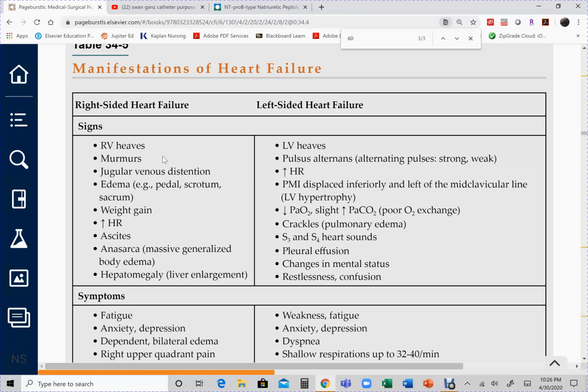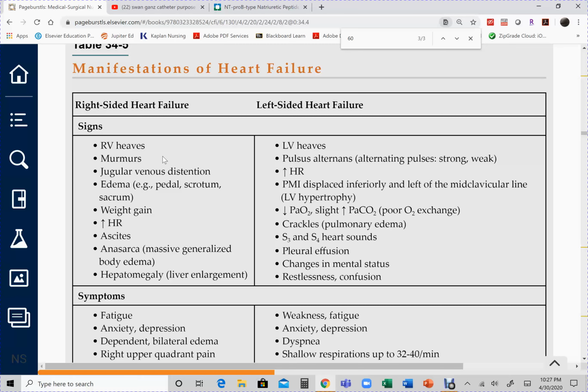Since the right side receives blood from the systemic circulation, both from the upper and lower parts of the body, we said congestion will occur. So look at the resulting signs and symptoms. There will be a severe rise in pressure on the right side, both in the right atrium and the right ventricle.